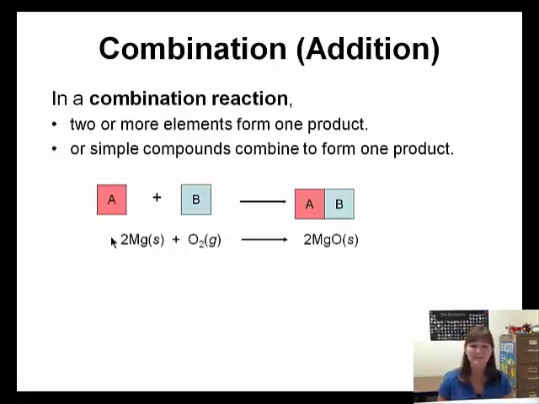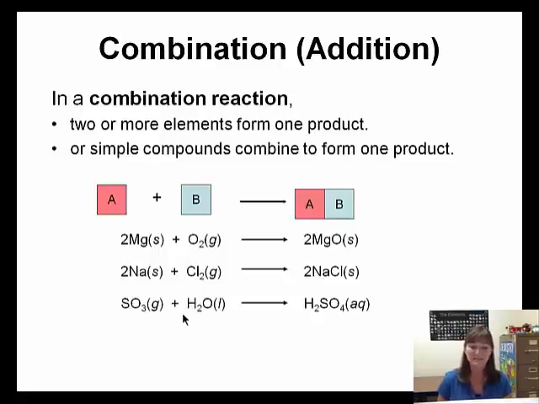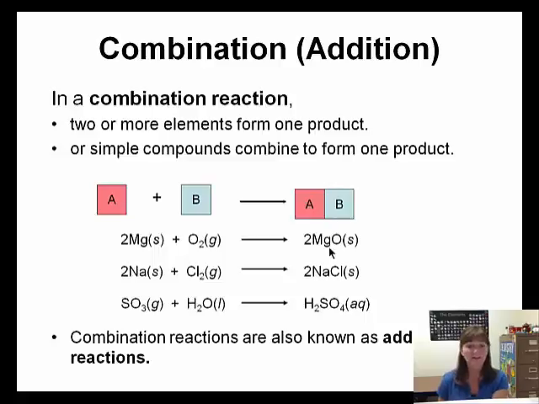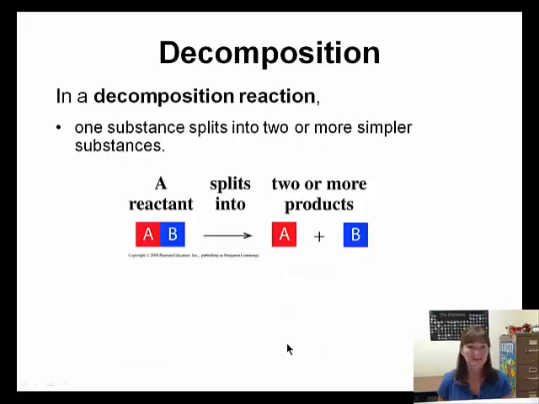Here is an example of elements combining. So magnesium and oxygen are combining to make magnesium oxide. Another example, so we have sodium and chlorine combining to make sodium chloride. This is an example of just smaller molecules combining to make one molecule. So what is in common in all combination reactions is we only have one compound to the right of the arrow. Combination reactions are also known as addition reactions.